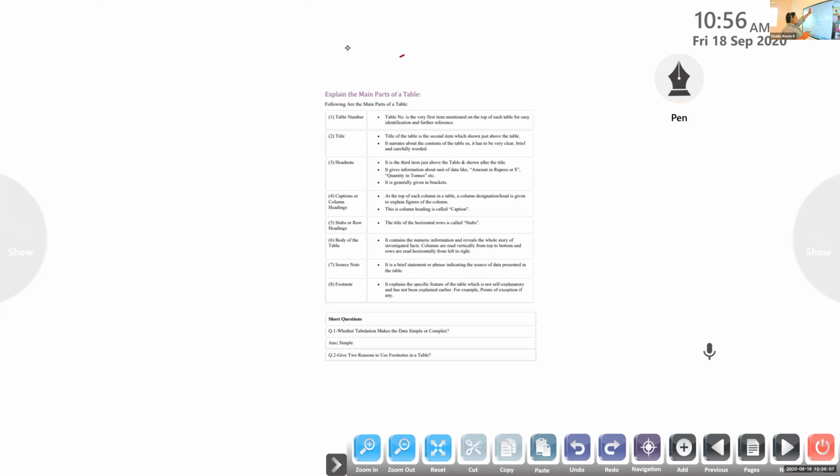Next one, caption or column heading. Stub or row heading, body of the table, source note, footnote. So in the examination, chances are there may be asked, what are the main parts of a table? So this is the answer for that question.